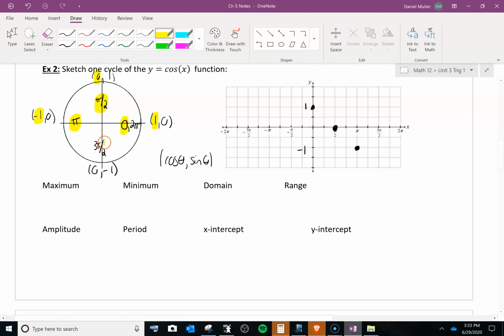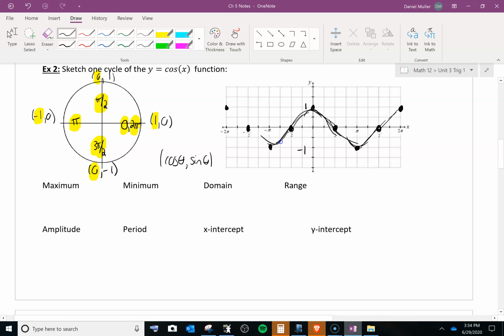And then at 3 pi over 2, we have a height of 0. So there's 3 pi over 2, a height of nothing. Okay. And then back at 2 pi, we're repeating ourselves, a height of 1. And you can see the exact same pattern: 1, 0, negative 1, 0, 1, 0, negative 1, 0, 1. So it's always going like this.